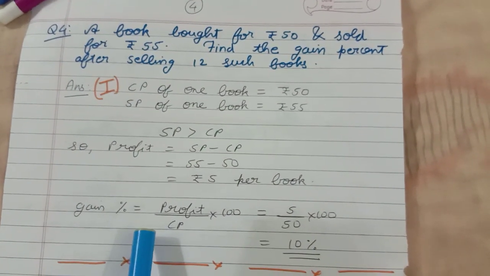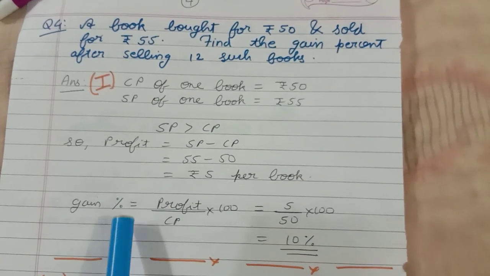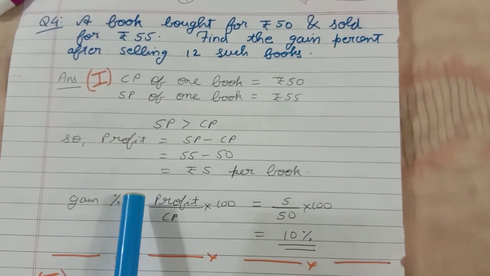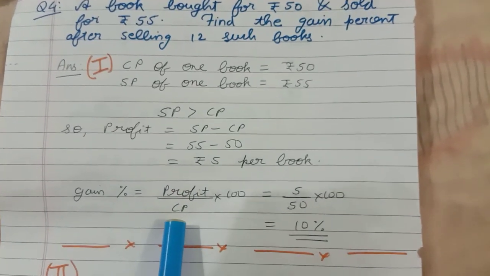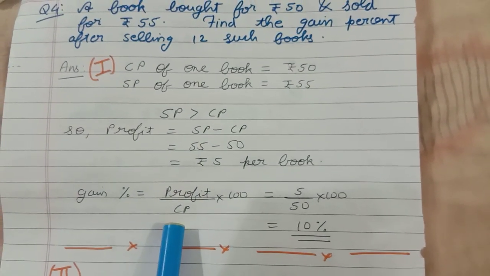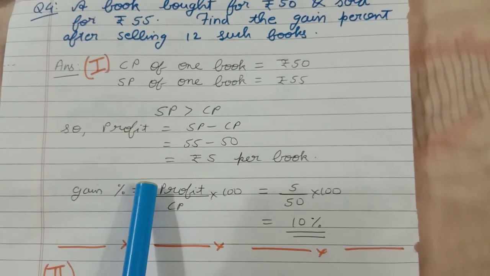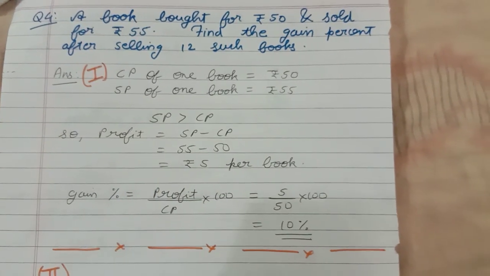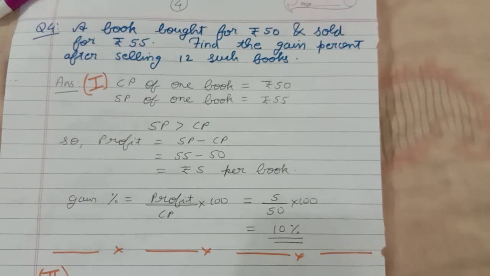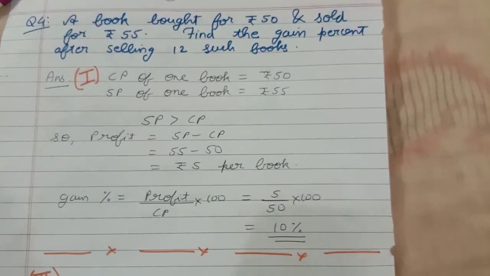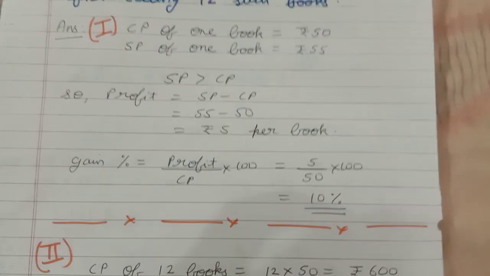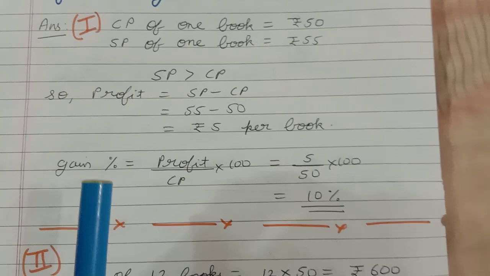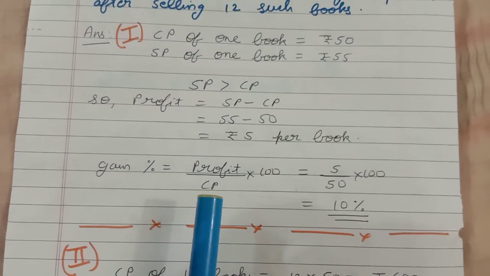Friends, just focus here. Whenever you are using this formula, if you are writing profit per book, then cost price should also be written per book. Some people commit a mistake: they write total profit and cost price per book, or they write profit per book and cost price of all the books. So kindly look over here properly and use the formula in a proper way.